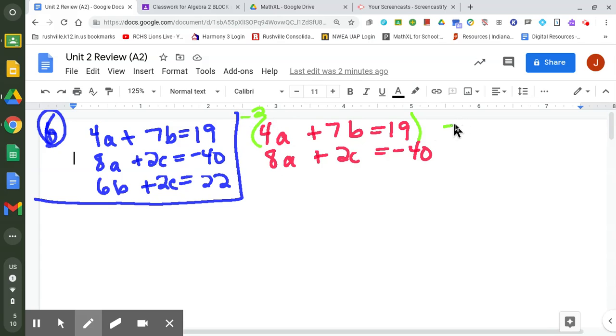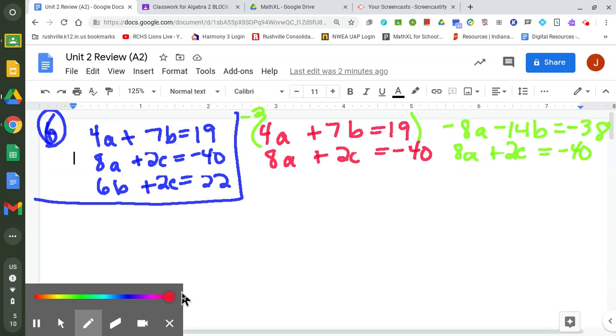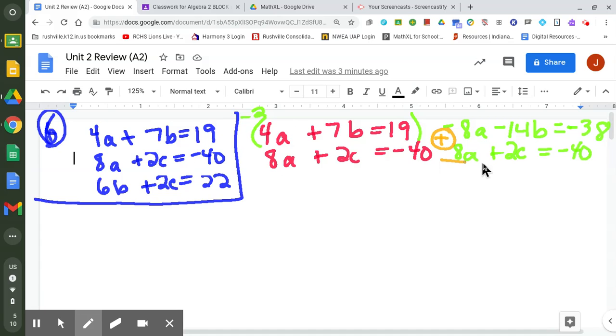So that will give me negative 8A minus 14B equals negative 2 times 19 is negative 38. And then my bottom equation would stay the same. 8A plus 2C equals negative 40. And now that I'm ready to eliminate, I can add these 2 equations together.